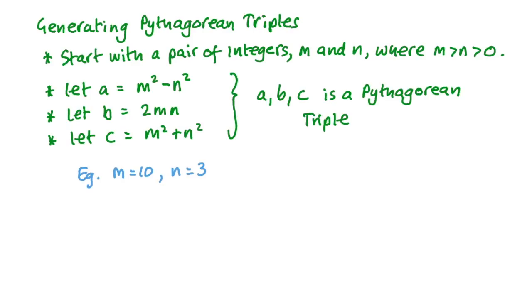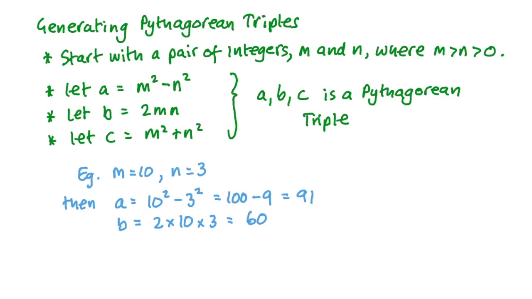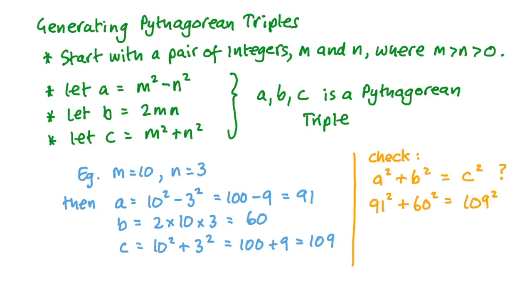So for example, if we said m was 10 and n was 3, then a would be 10 squared minus 3 squared, so that's 100 minus 9, which is 91. B would be 2 times 10 times 3, which is 60. And C would be 10 squared plus 3 squared, which is 109. And if we just check that they work, A squared plus B squared equals C squared, we get 91 squared plus 60 squared equals 109 squared. And yes, that does work.